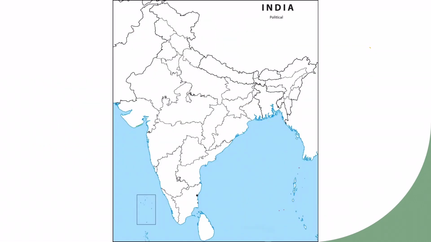Let us start our map pointing with Salem in Tamil Nadu. It lies on the same line as Puducherry and below this groove that goes into Karnataka. So this is our Salem. Moving upwards, we have Vijayanagar in Karnataka, which lies here.